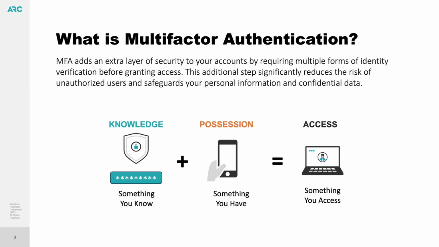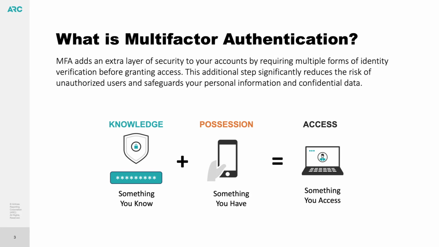The second is possession, or something you have. So a one-time passcode or OTP that's generated in an app on your phone, a physical token with a code that the number changes every so often, or even a badge can be something that you have. And the third we aren't using in ARC's implementation of MFA, but that is out there, is something you are. That's usually biometrics like a fingerprint or an iris scan.